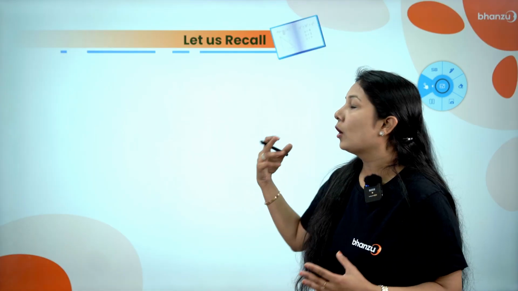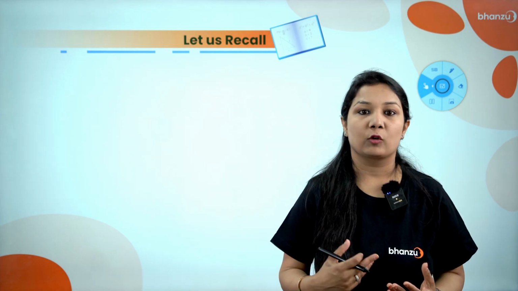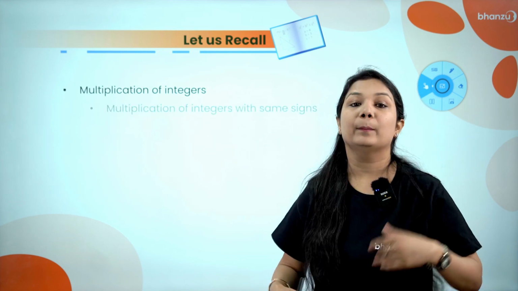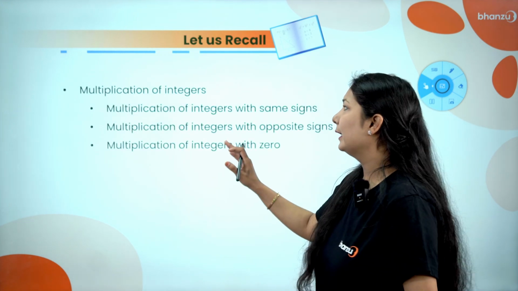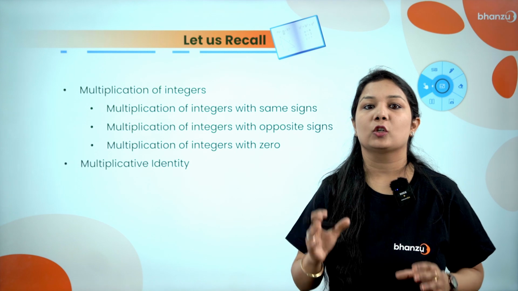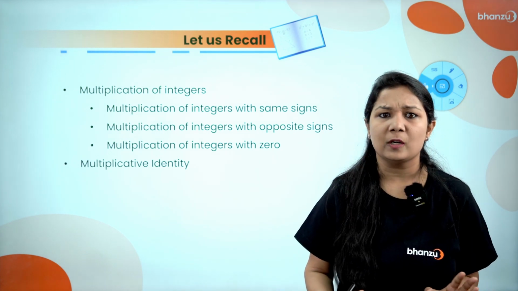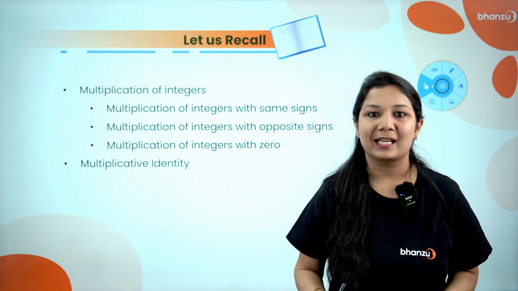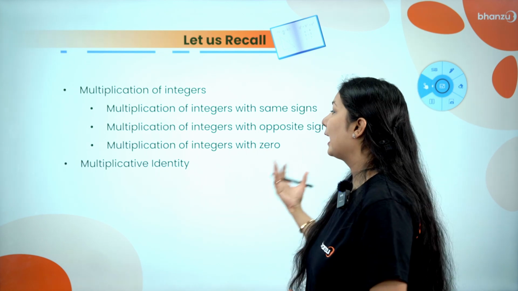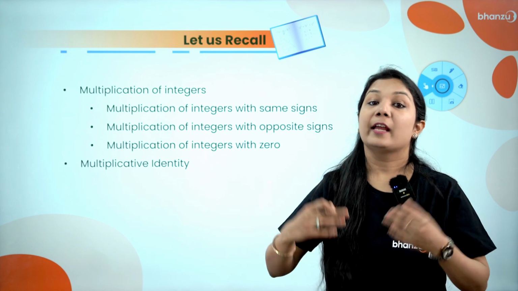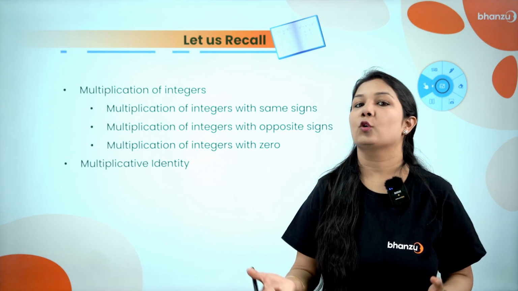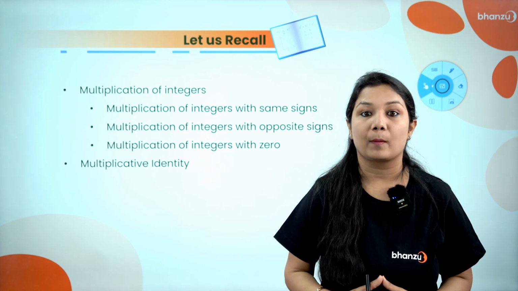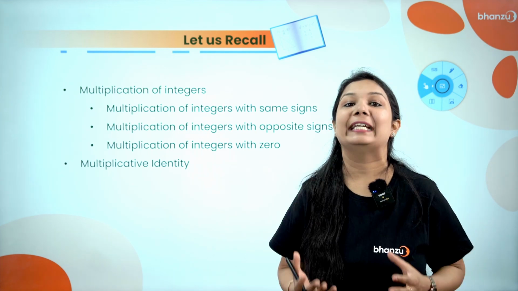In that, before we move ahead, let's recall what we did in the previous session. We started with multiplication of integers. We had talked about multiplication of integers with same signs, with different signs, and also what we get if we multiply any integer with 0, right? And last but not the least, we had also talked about multiplicative identity.